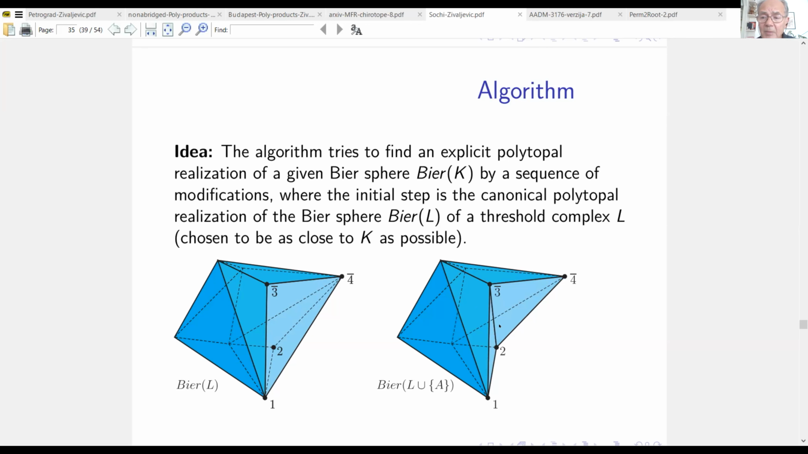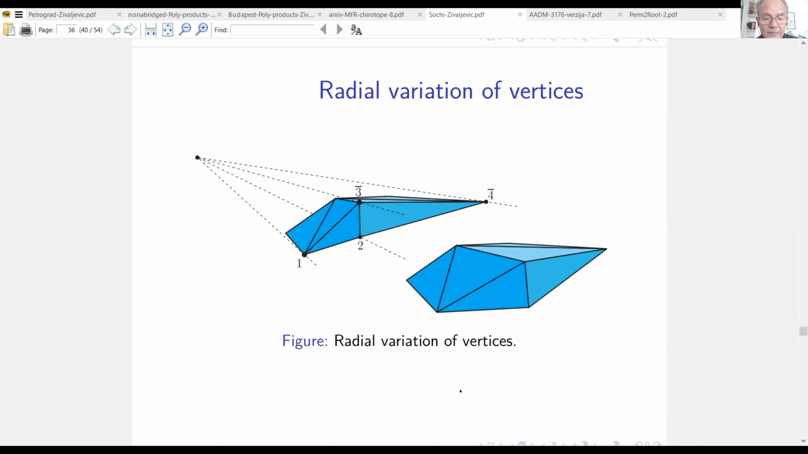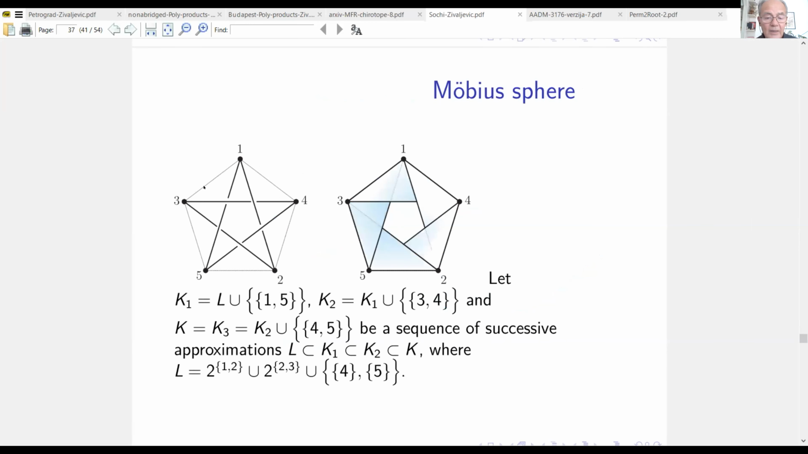But then you say, maybe I can make it convex by some radial modification. And this is what I'm going to do. I take this non-convexity part and take some point of vision outside, and then try to modify this realization to make it convex. So by so-called radial variation of vertices. Radial variation of vertices. And let me do it with some detail with this special Möbius sphere.